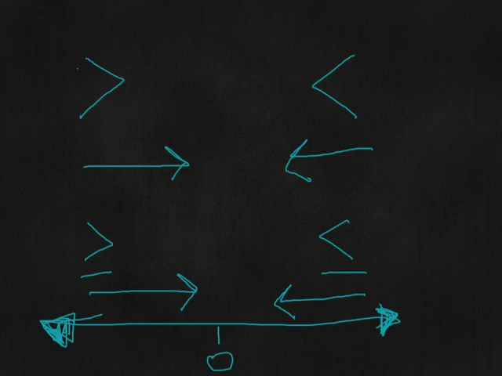Now there's something else you need to know. Whenever you're graphing greater than or less than, you use an open circle at the start of your arrow. Whenever you're graphing greater than or equal to or less than or equal to, you use a closed circle at the start of your arrow. So I will do some examples of this as we go along.